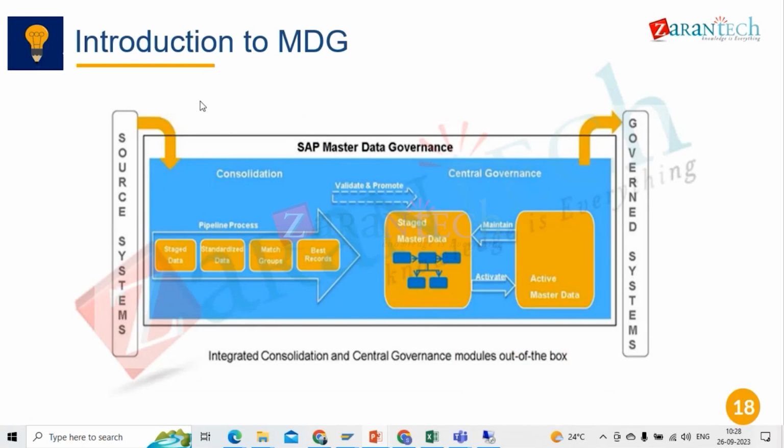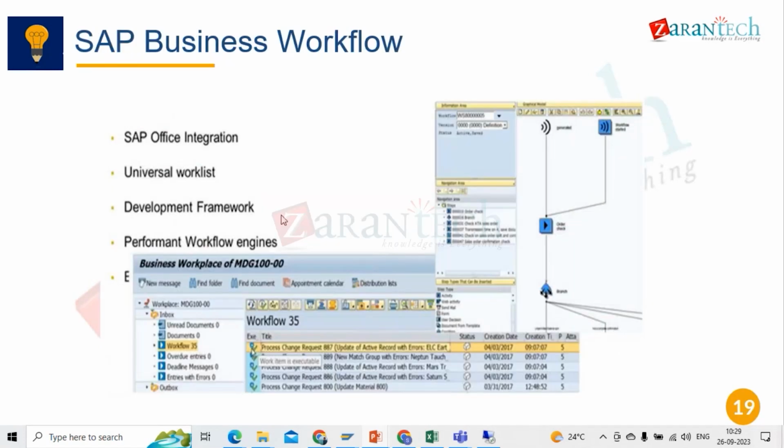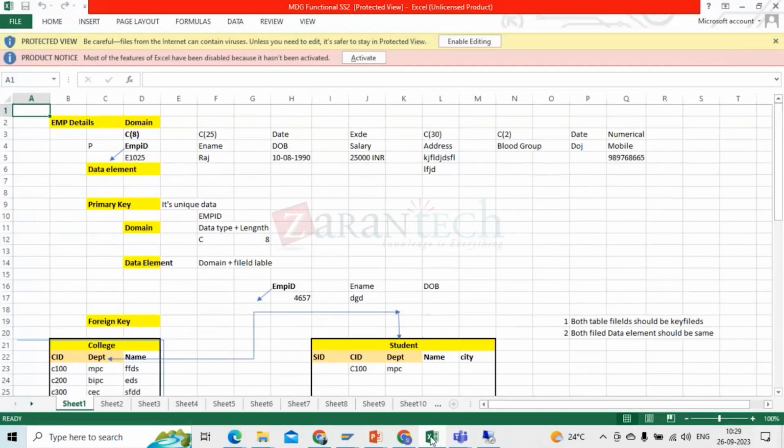Here you can see introduction to MDG. Those are source systems, those are governance systems. Source systems means the systems from which you want to replicate data. And here you can see central systems. For the central system, we are going to use only one system, that is called MDG. We'll go to the next slide. Here you can see SAP business workflow. I already explained it very clearly with the example of bank master data.